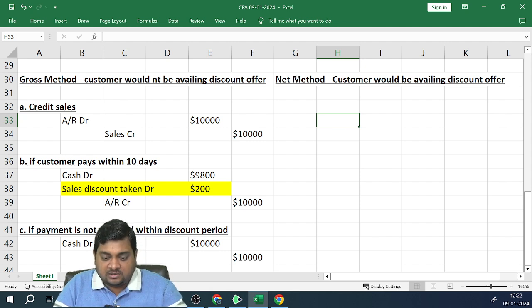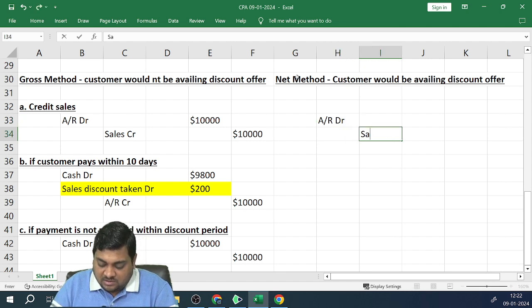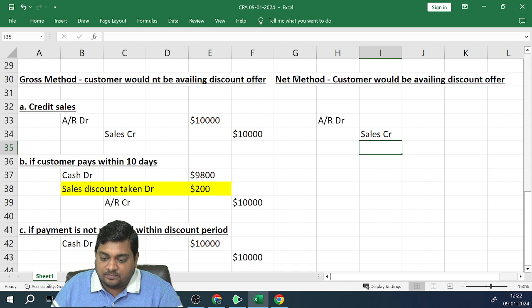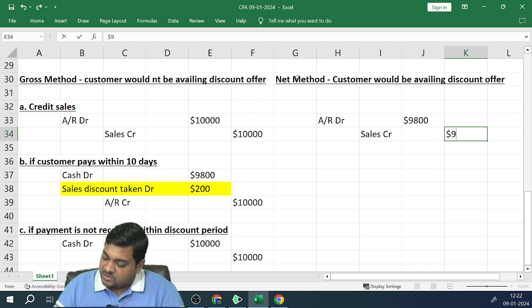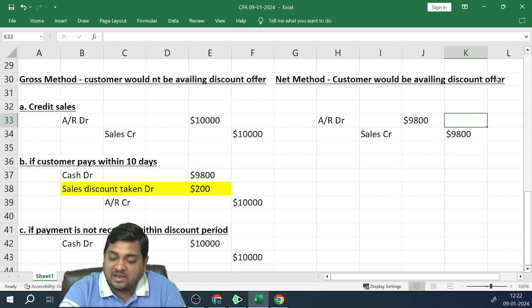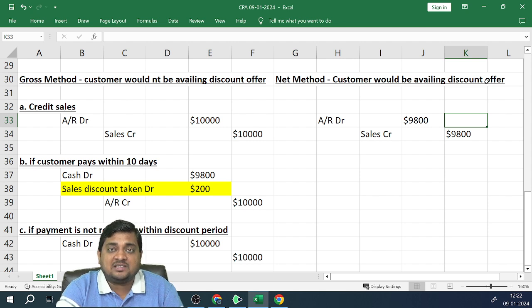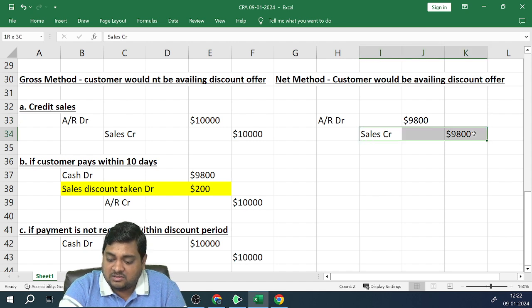When we record the sales, we record it at net value. So this is $9,800. This is $9,000. We will show it at the net figure, right? Because I'm assuming that the customers would be availing the discount. So if customers would be availing discount, it means I'm going to collect 9,800 only. So the sales will be recorded at 9,800 only.